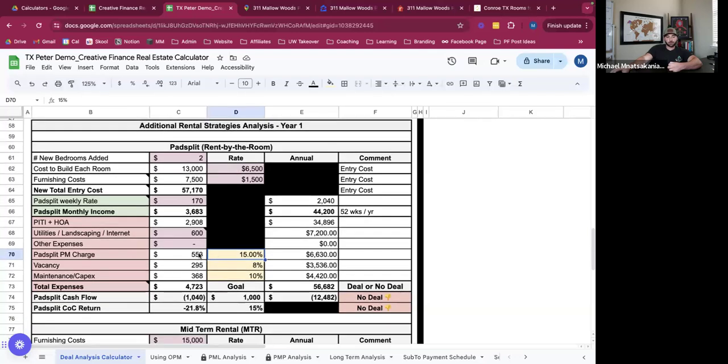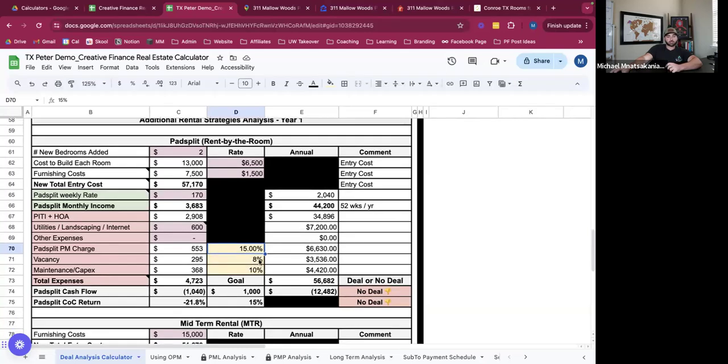PadSplit listing charges. Vacancy at 8%, once again, just translated to 1 month, and the 10% for maintenance and CapEx. So your total expenses are $4,723.